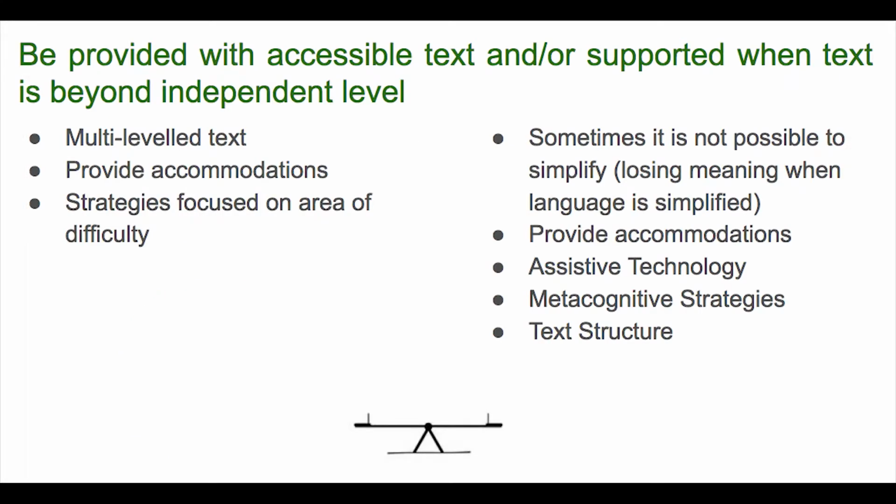Now, point number 2 is the point that this literacy committee that came up with these points was most nervous about. It may be the one that brings up the most amount of emotion as we work through it. So this point is that students should be provided with accessible text and/or supported when text is beyond their independent level. Now, there are 2 parts to this, but they really needed to be combined so that the explanation could happen together.